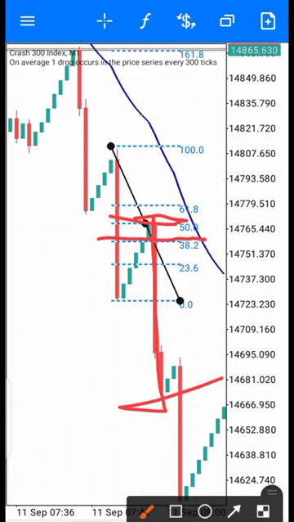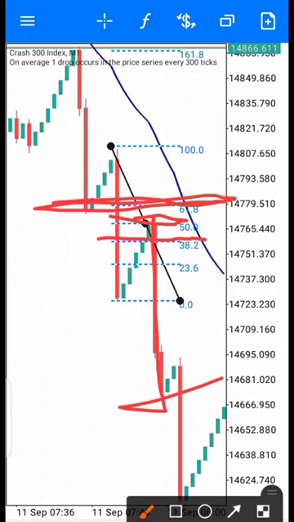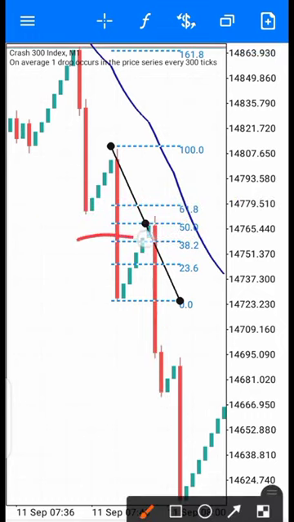You understand? Level 61.8 should always be your stop loss. You understand? When you place a sell at this level 38.2 and there's no spike till this 61.8, close the trade.